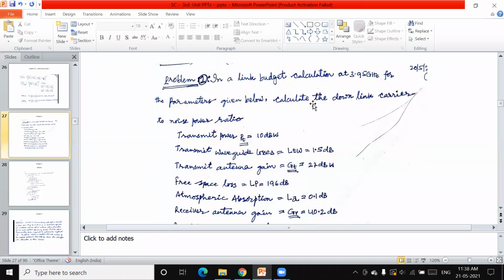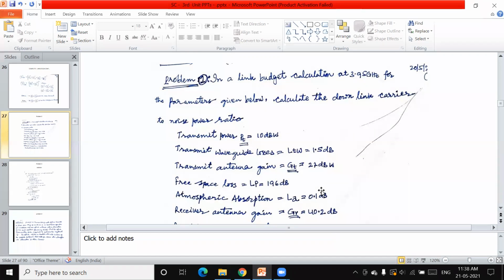Please all of you see this. Calculate the downlink carrier to noise power ratio, C by N downlink. C by N means: what is the C, that is the carrier power at the input of the receiving earth station? One equation you write. And N, what is the noise power at the receiving antenna of the earth station? Second equation. Just substitute and you are going to get C by N. For that, all the values are given.